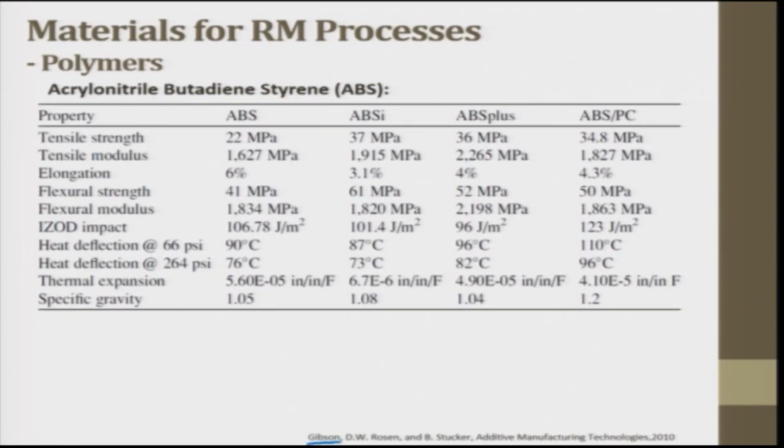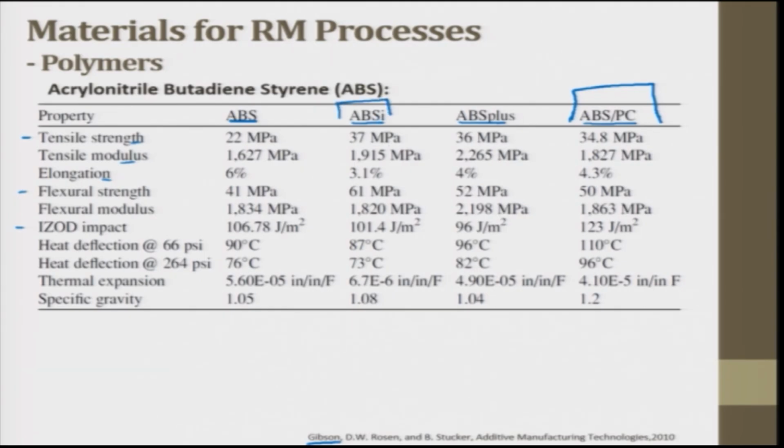This is taken from the book. Now tensile strength, tensile modulus, elongation, these are the strength actually; tensile, flexural, and impact are the strengths. So we can see that this is a general ABS, this is ABSi, this is ABS plus, this is ABS along with polycarbonate. So we can see that the maximum strength is when polycarbonate is incorporated in the ABS material, and elongation is also average here, but the least elongation here is ABSi material.